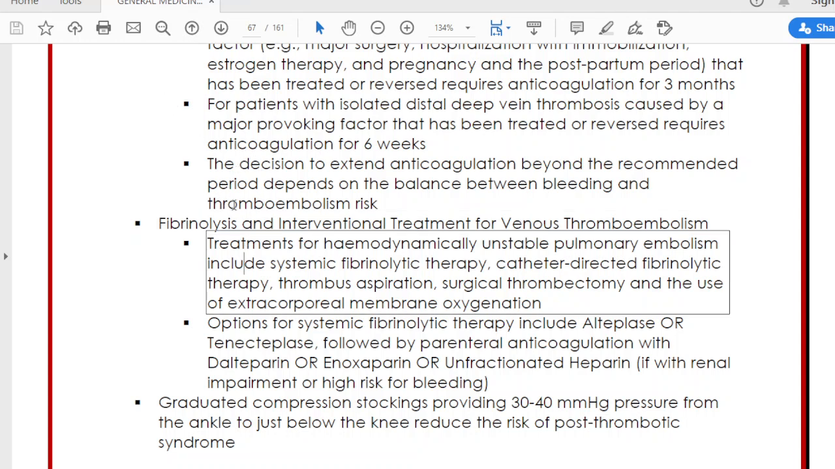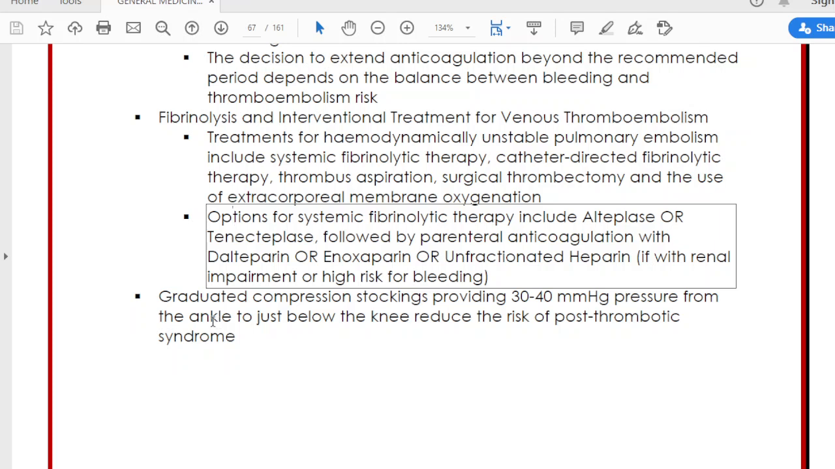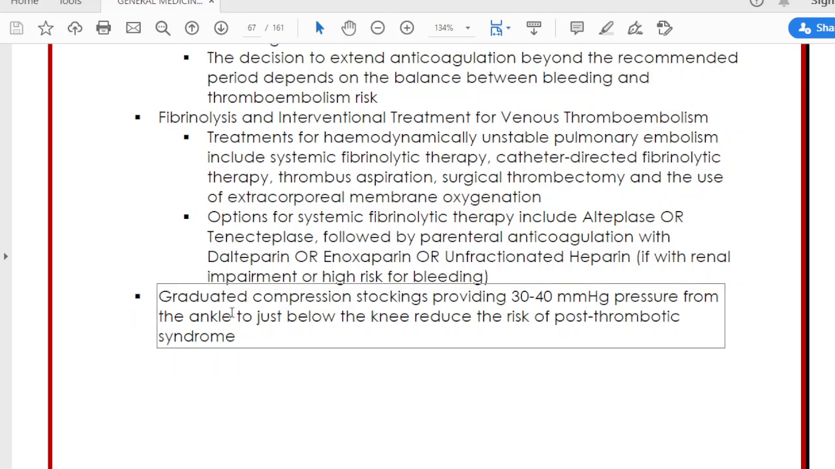Treatments for hemodynamically unstable pulmonary embolism include systemic fibrinolytic therapy, catheter-directed fibrinolytic therapy, thrombus aspiration, surgical thrombectomy, and the use of extracorporeal membrane oxygenation. Options for systemic fibrinolytic therapy include alteplase or tenecteplase, followed by parenteral anticoagulation with dalteparin or enoxaparin, or unfractionated heparin if with renal impairment or high risk for bleeding. Graduated compression stockings providing 30 to 40 mmHg pressure from the ankle to just below the knee reduce the risk of post-thrombotic syndrome.